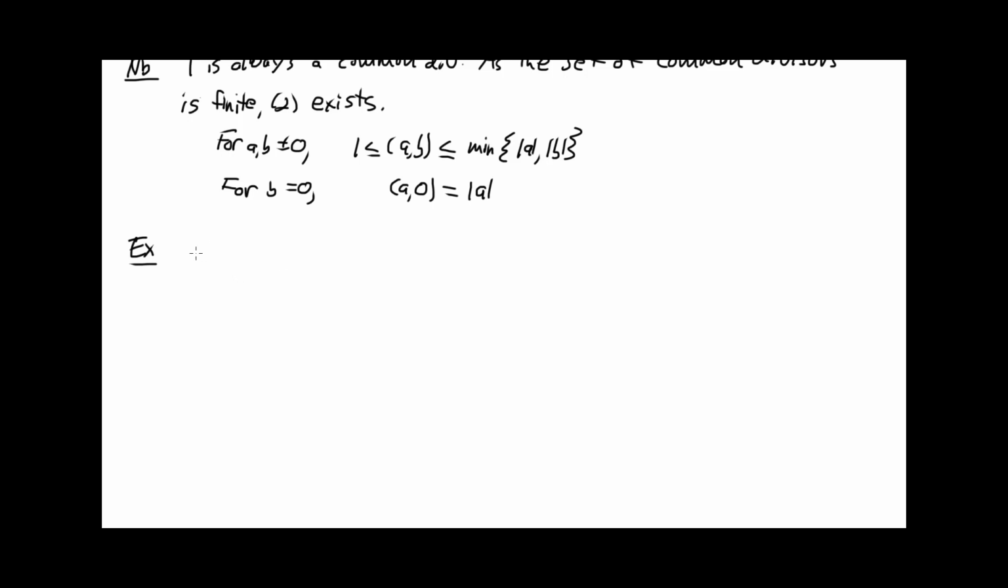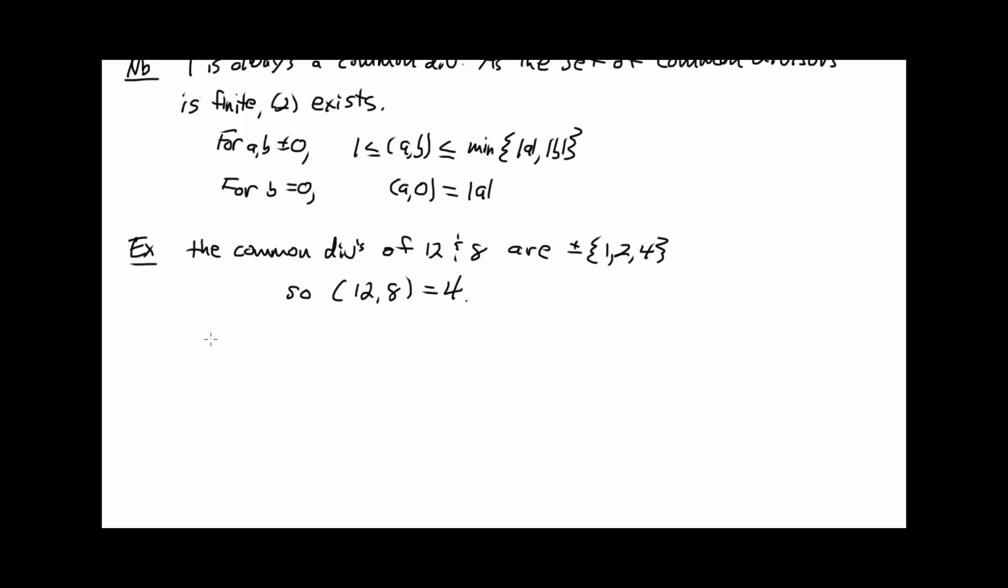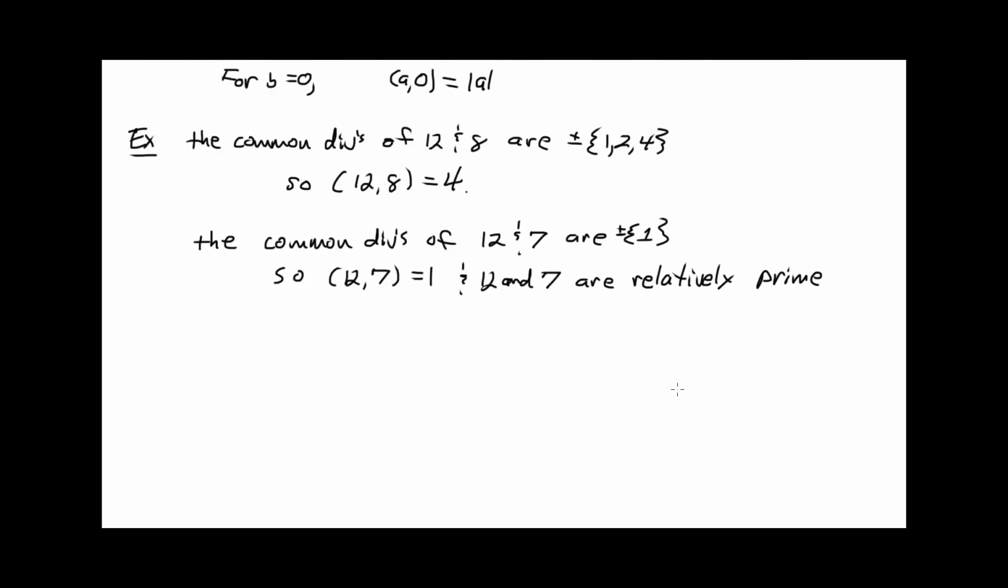All right, quick examples. If you make a list of all the divisors of 12 and the divisors of 8, the common divisors will be 1, 2, and 4, up to plus or minus, and so the greatest common divisor is 4. Similarly, with 12 and 7, their only common divisors are 1, and therefore the greatest common divisor is 1, and 12 and 7 are relatively prime.